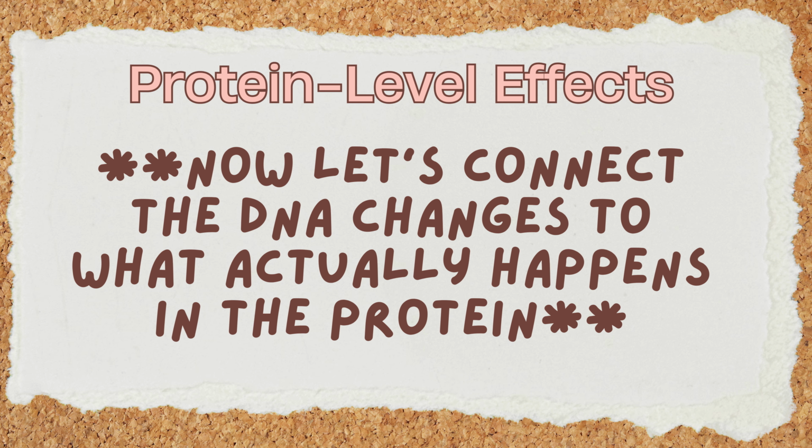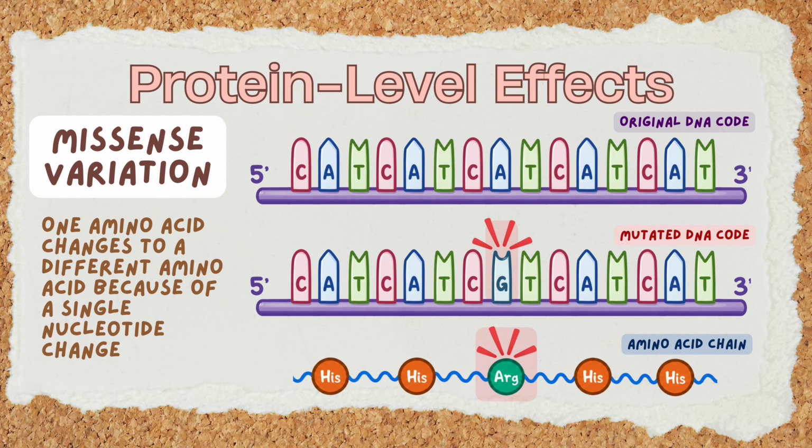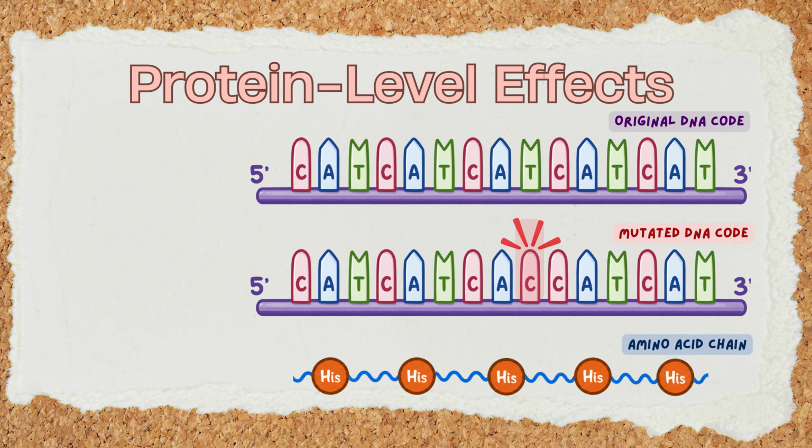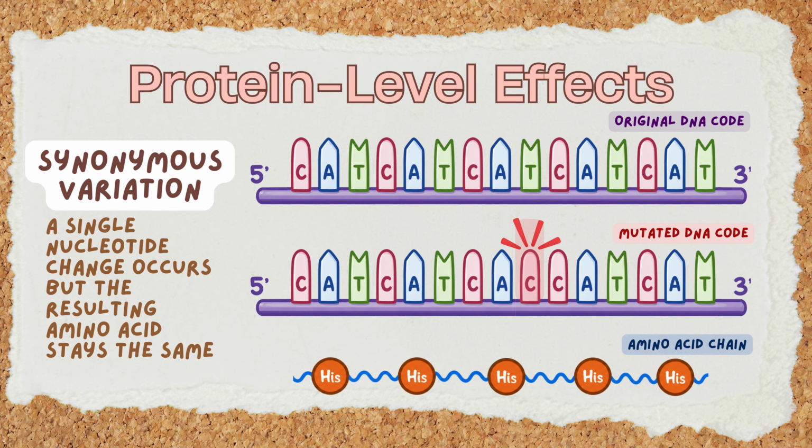Now let's connect the DNA changes to what actually happens in the protein. When one amino acid changes to a different amino acid because of a single nucleotide change, it's called a missense variation. However, when a single nucleotide change occurs but the resulting amino acid stays the same, it is called a synonymous variation. This is often benign, but not always.